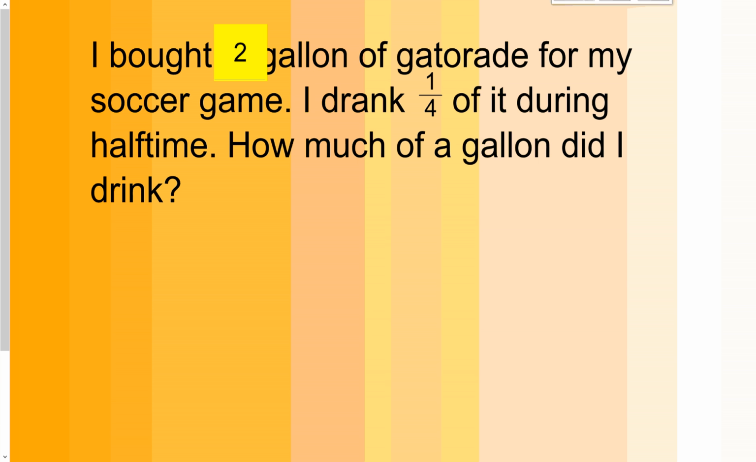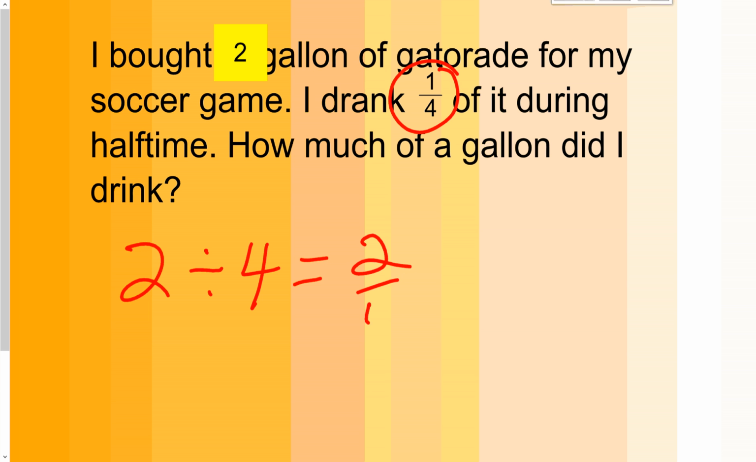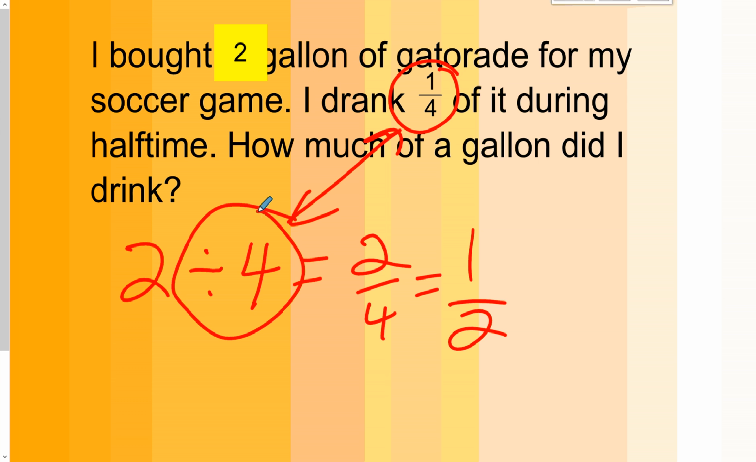So now what I can start to think about is, okay, if I have 2 gallons and I drank 1/4 of it during halftime, well, that means I really did 2 divided by 4. Well, 4 can't go in, so it's really 2/4 or 1/2. Well, that doesn't actually solve my problem here, but notice 1/4 is divided by 4.